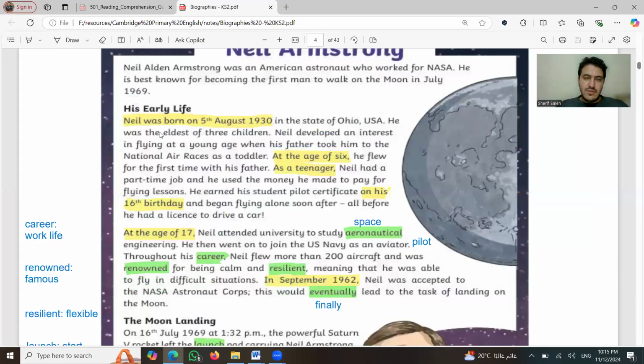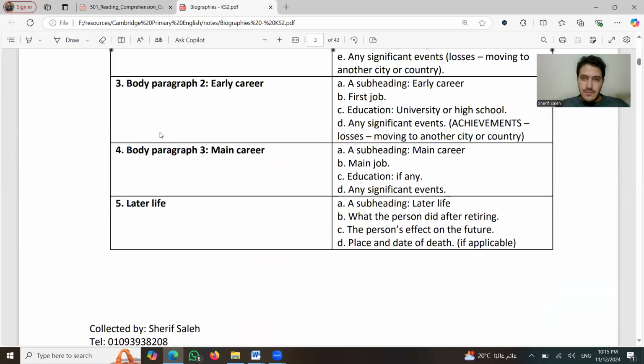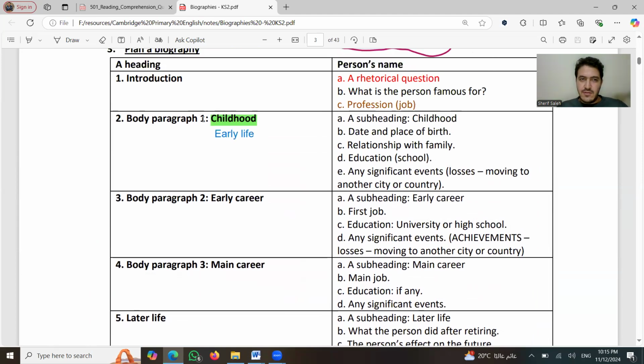And then here, Neil was born on the date and the place and date of birth. And the plan here says that in the first body paragraph after the introduction, we speak about the childhood or early life. So we need a subheading. We have written the subheading.